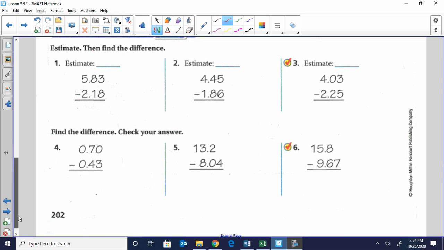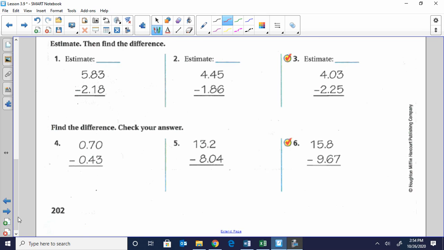As we move down to the share and show, we're going to go through several of these problems here. We're, again, not going to estimate. 3 minus 8 you cannot do, so we borrow from the 8, make it a 7. The 3 becomes a 13. 13 minus 8 equals 5. 7 minus 1 is 6. The decimal point comes straight down. 5 minus 2 equals 3. Our answer is 3 65 hundredths.